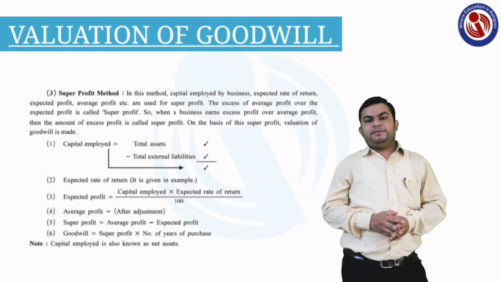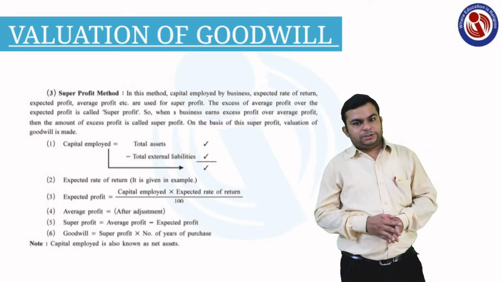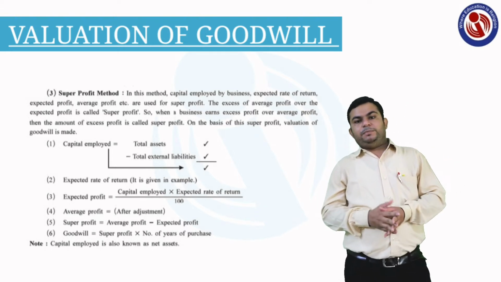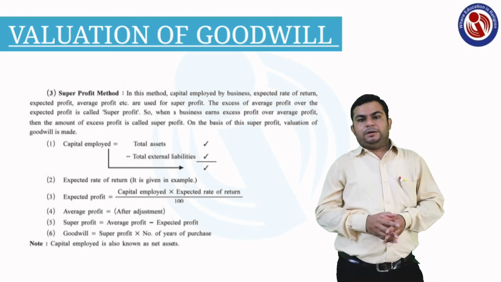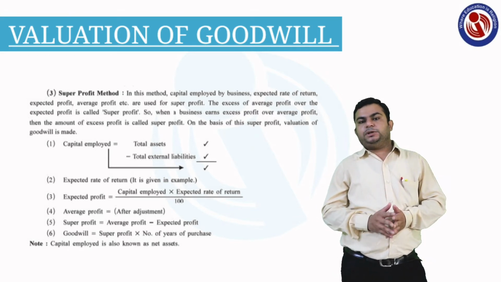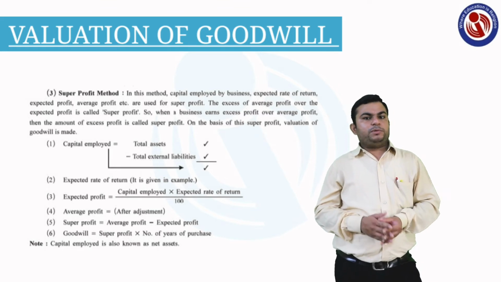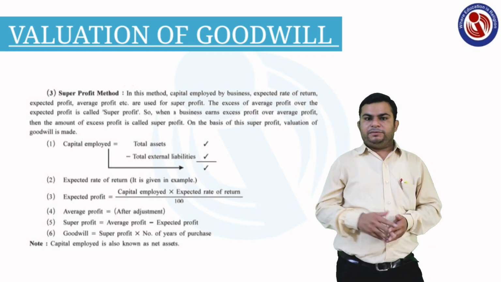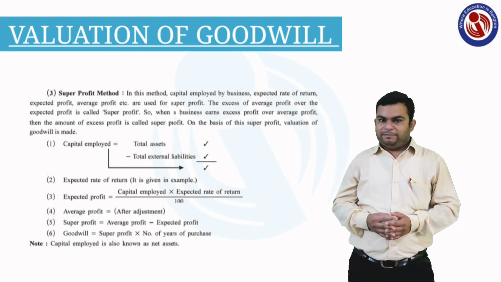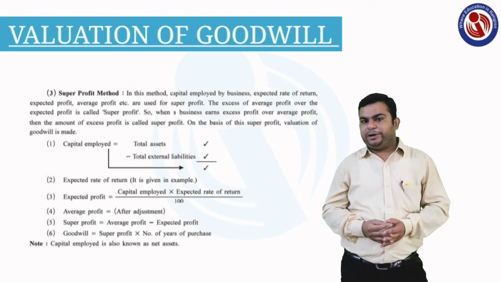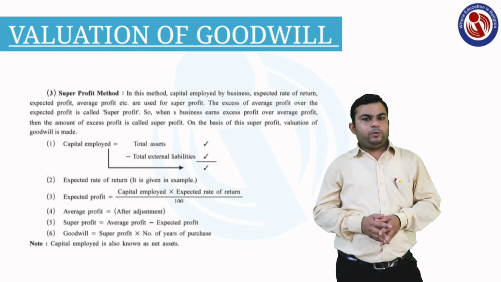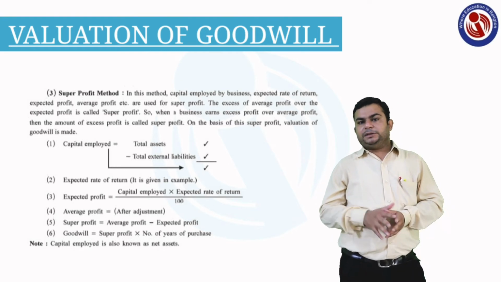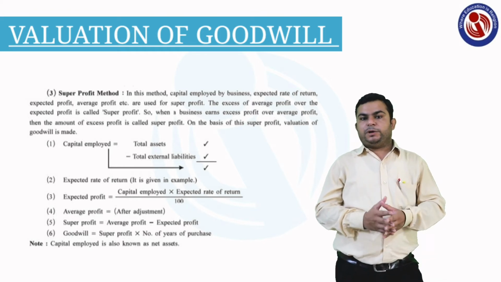This method is divided into 4 steps. First step is an average profit, which we were finding in our previous method. Second step will be normal profit or expected profit. For any business, it is essential to find out the normal profit. We can get the normal profit by multiplying our capital employed with our expected rate of return, which is already given to you in the question. When we multiply capital employed and expected rate of return, we get expected profit, or also we can say a normal profit. After finding out normal profit, the third step will be finding out a super profit.